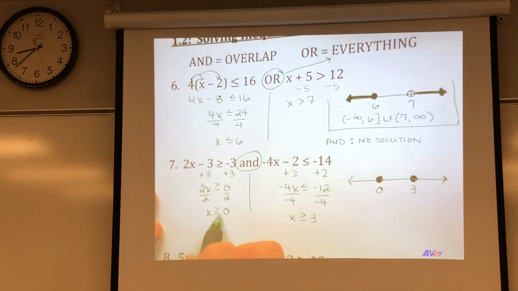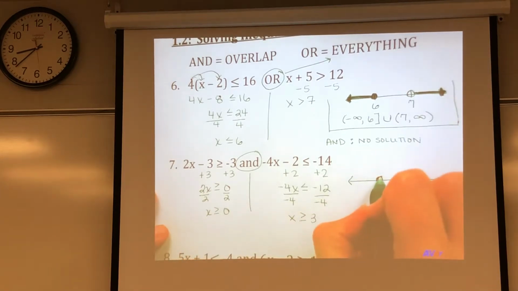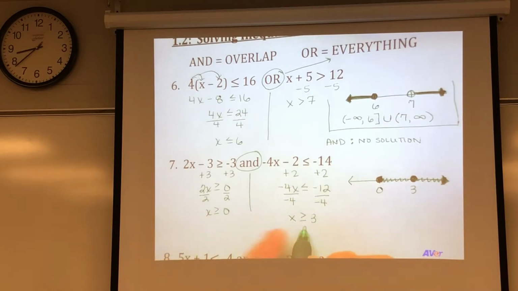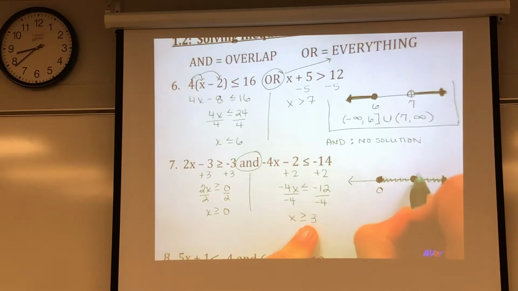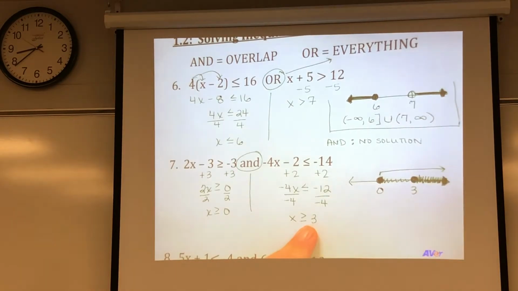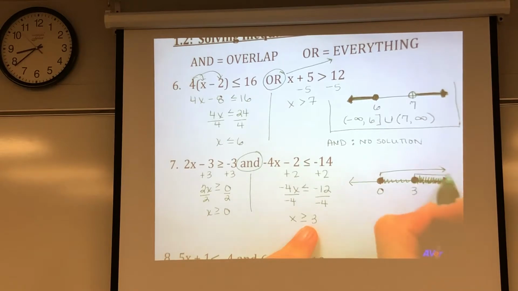This says x is greater than or equal to 0. So that means I would shade all the way to the right. Now this one says x is greater than or equal to 3. So that means with the 3, I would also shade to the right. So looking at that a little bit differently, our 0 went from 0 to infinity, our 3 went from 3 to infinity.